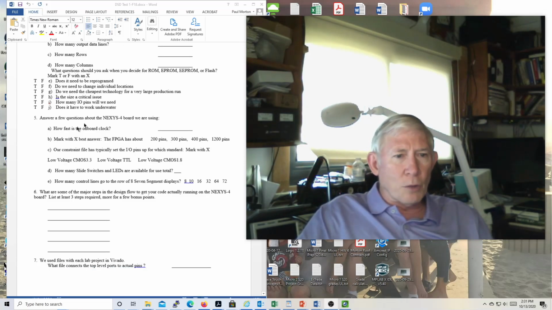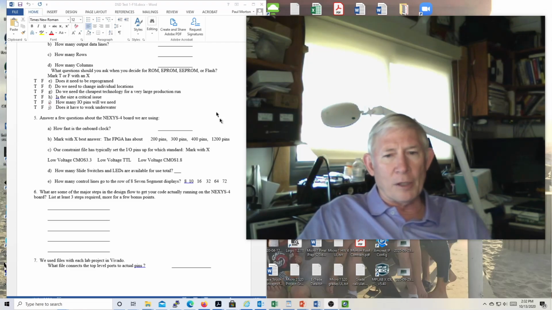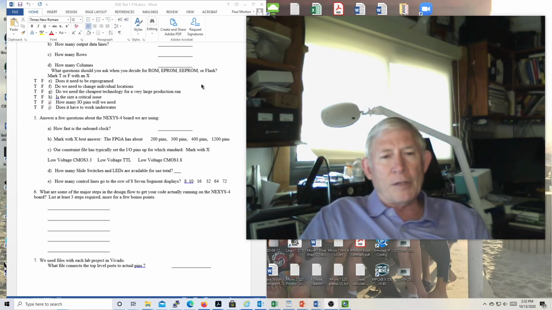Okay, answer a few questions about the Nexus 4 board. How fast is the onboard clock? Well, I'll leave that to you to figure out. You should already know. Mark with an X, the FPGA has about how many pins? It has 325 pins, but a bunch of them are power pins. But it does have 325 pins.